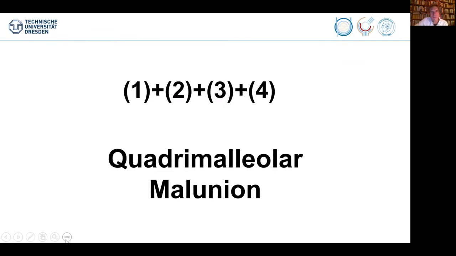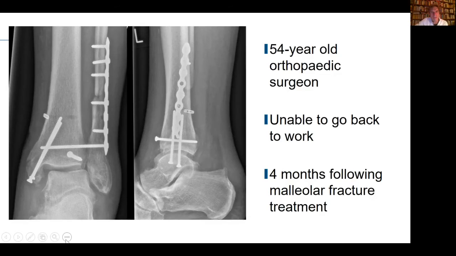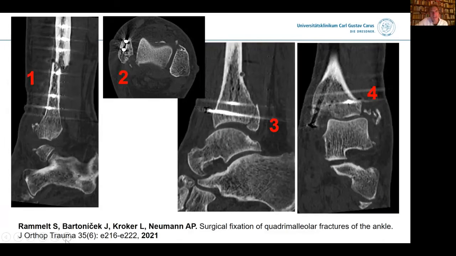And finally, according to Murphy's law, all of the 4 malleoli can be in a malposition. Of course, also according to Murphy's law, this must be an orthopedic surgeon that was treated by his colleagues of his own clinic. He was unable to go back to work, and 4 months later, after that quadrimalleolar fracture, he presented with those images.